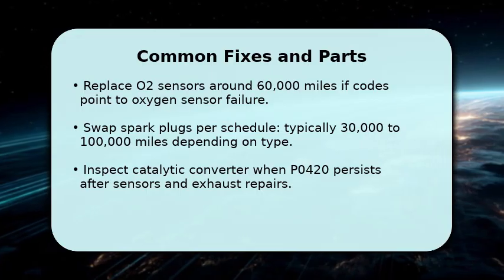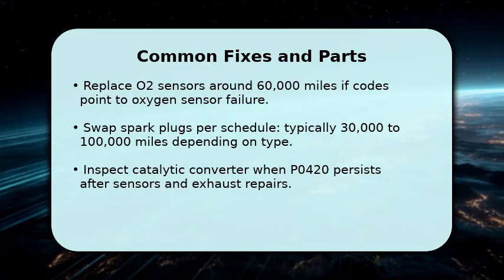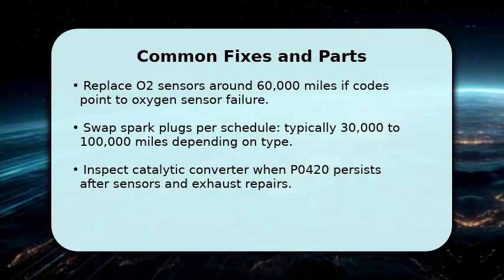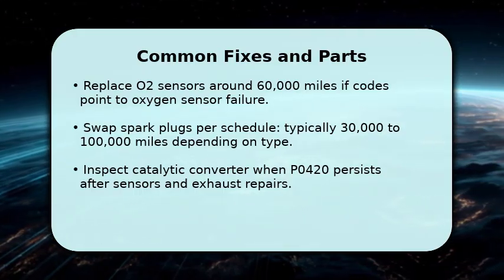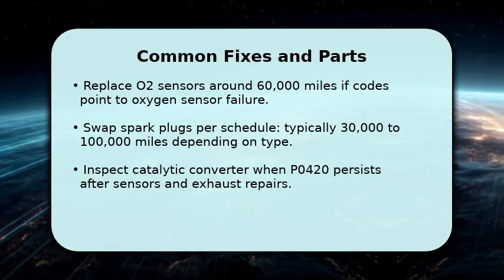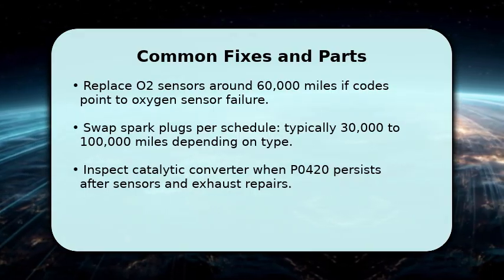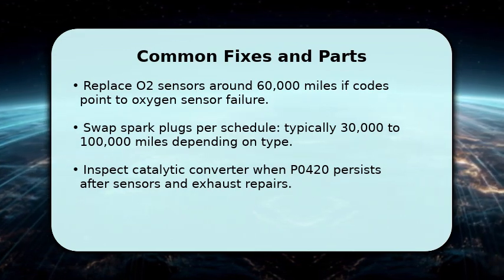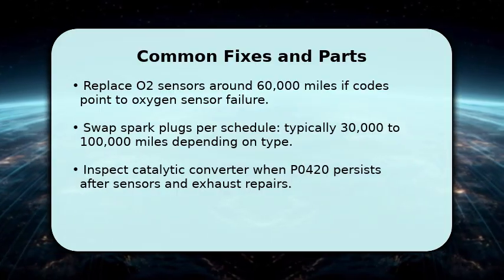Address the specific code with targeted parts. Replace oxygen sensors when codes or emissions tests indicate failure, typically near 60,000 miles for older sensors. If misfire codes appear, change spark plugs according to type: copper near 30,000 miles, iridium up to 100,000 miles, and inspect ignition coils for damage. For P0420, verify upstream O2 sensor performance and exhaust leaks before replacing the catalytic converter.